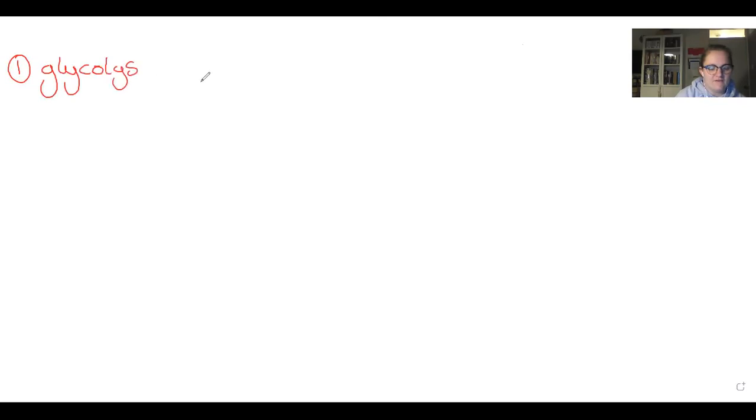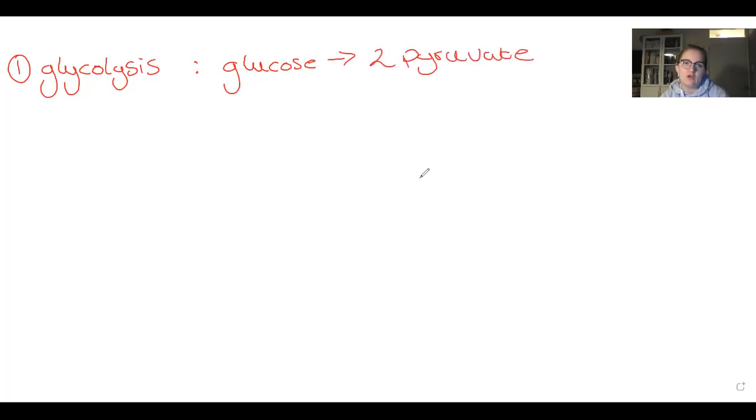Glycolysis is that first stage. And the point of it is it converts glucose into 2 molecules of pyruvate. And that is the point of it. Okay, so that's what I'm going to go through now, the stages of glycolysis. And that is identical whether we're talking about aerobic respiration or anaerobic respiration.